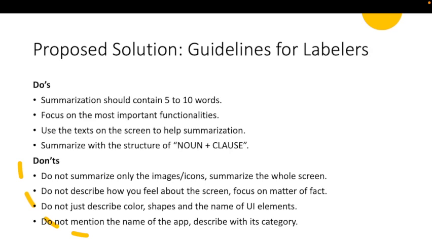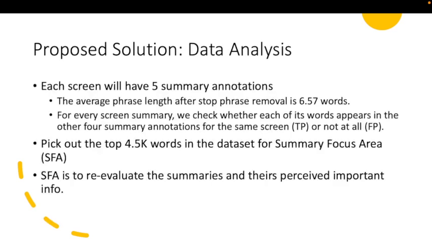Throughout the annotation step, they gave the laborers a guideline of dos and don'ts. In general, do keep it short, 5 to 10 words, and focus on the most important information only. Use structured noun clauses to build your summary, and use the text to help you build it. Don't just focus on a small part, focus on the whole screen. Don't be biased or give your opinion, just give facts. Don't describe by color or textures, but do include the category of the app, and avoid using the name of the app.